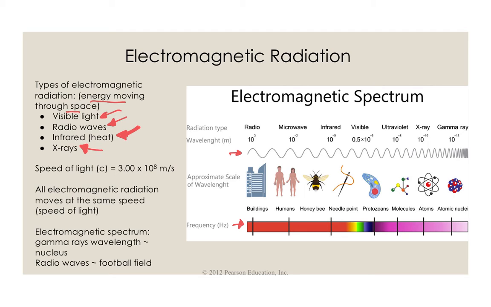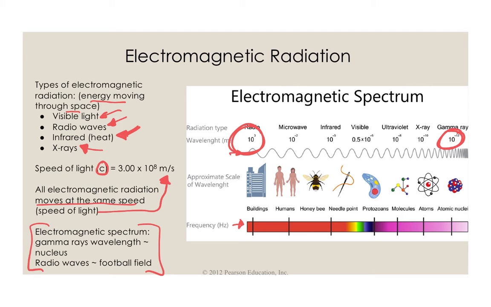All electromagnetic radiation moves at the same speed, and that is the speed of light. The speed of light is 3.00 times 10 to the 8th meters per second. It's symbolized by the letter c. The other thing that we need to know about electromagnetic radiation is that the wavelengths vary pretty dramatically. For example, gamma rays have a wavelength on the order of 10 to the negative 12th meters, which is like the size of the nucleus of an atom. Whereas radio waves are 10 to the 3rd meters, or 1,000 meters, so like 3 football fields.